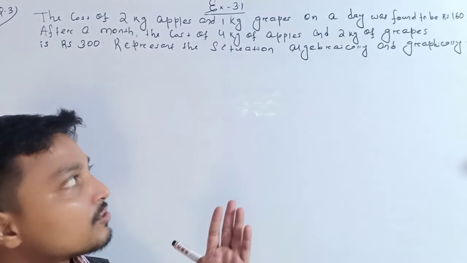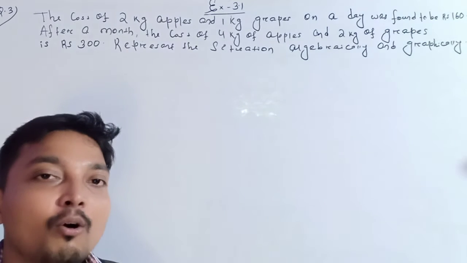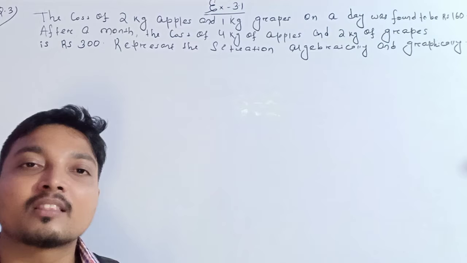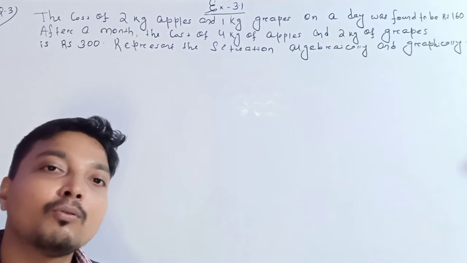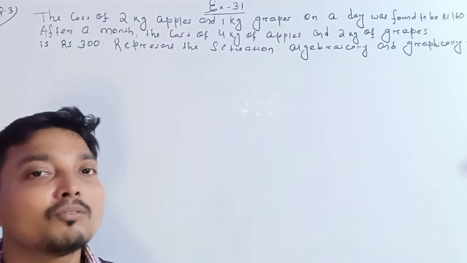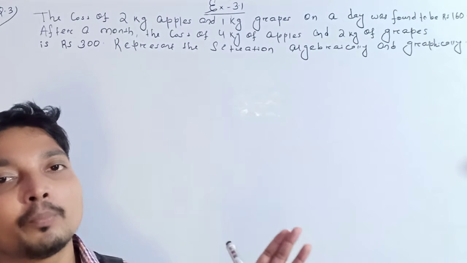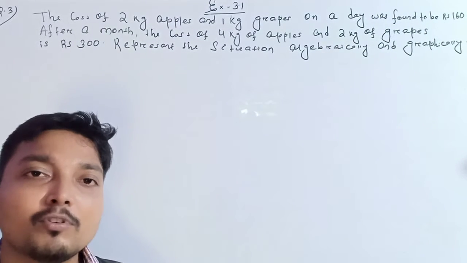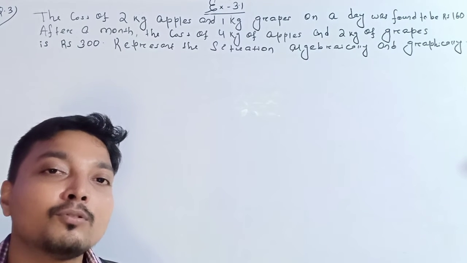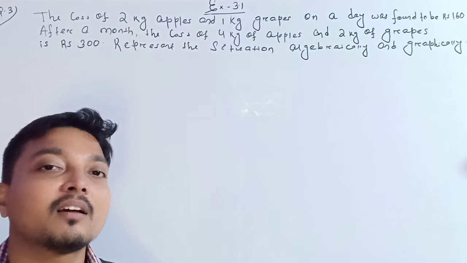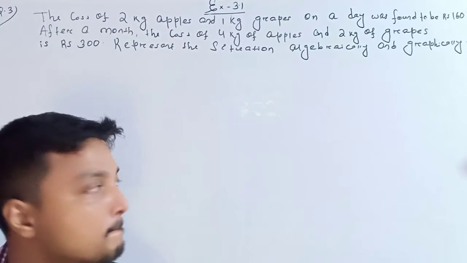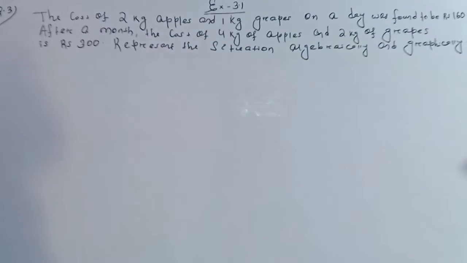Question number 2 is also of the same variety, where a word problem is given and you need to convert it into the algebraic method. Algebraically means you need to convert the word problem into a pair of linear equations in two variables, and then show the same situation in the graphical representation, otherwise the geometrical method. So first we have to do the rough work.